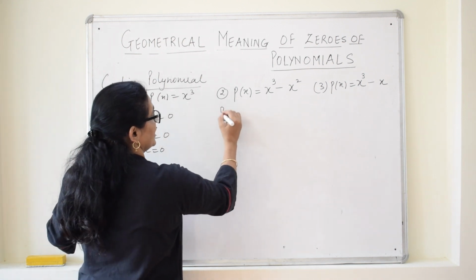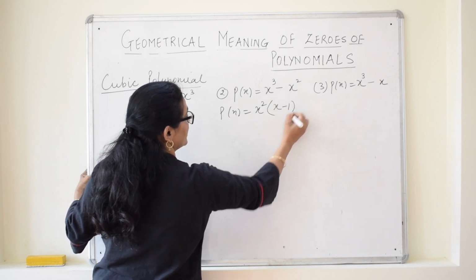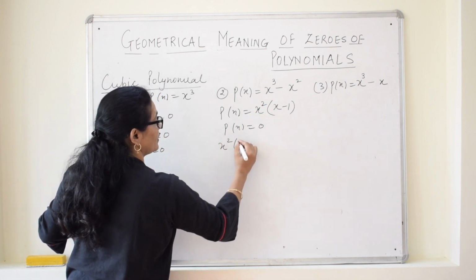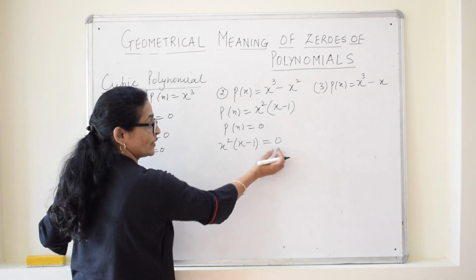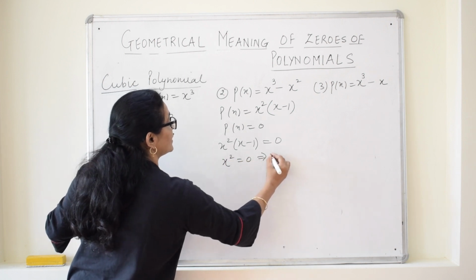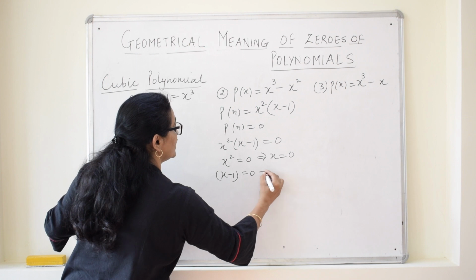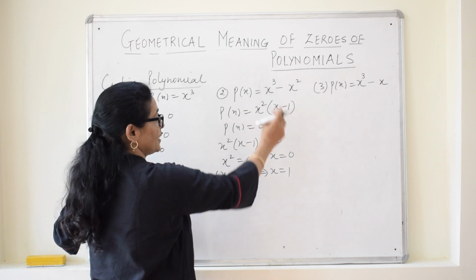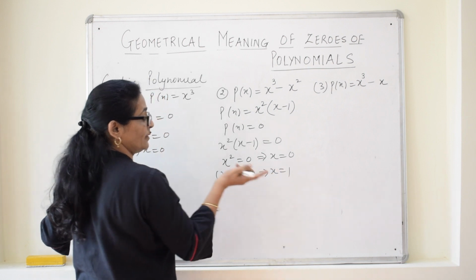In the second case, if we factorize it further, x square is common, so x square into x minus 1. Again, make its polynomial equation, so this will be x square into x minus 1 is 0. So either x square is equal to 0 or x minus 1 is equal to 0. When x square is equal to 0, it gives us the value of x as 0, and when x minus 1 is equal to 0, it gives us the value of x as 1. It is a cubic polynomial, but how many zeros are we getting? Only 2. It means 2 zeros are the same and 1 is a different zero.